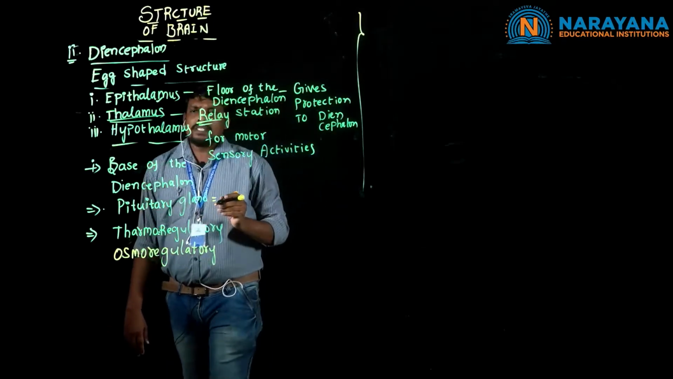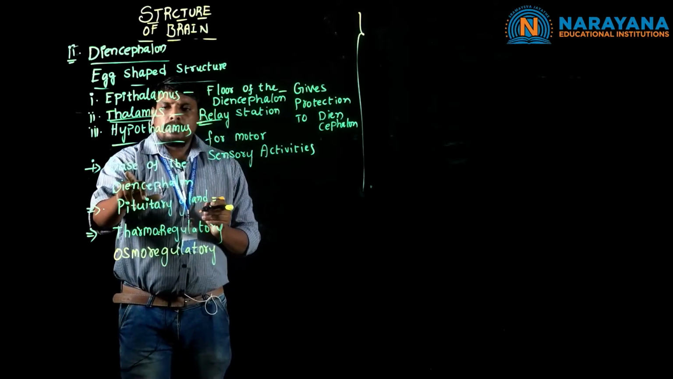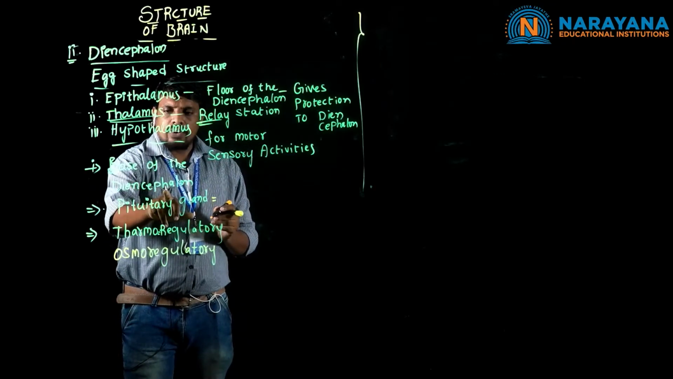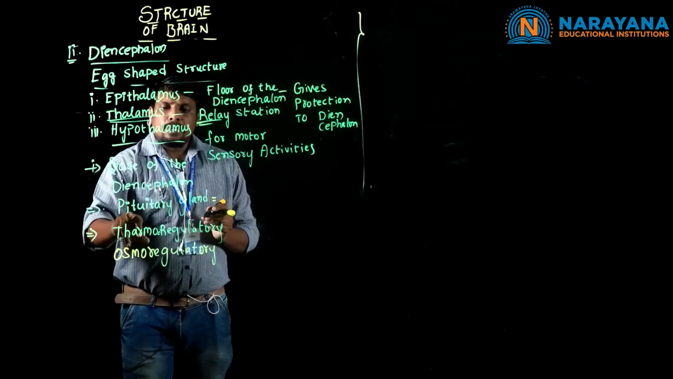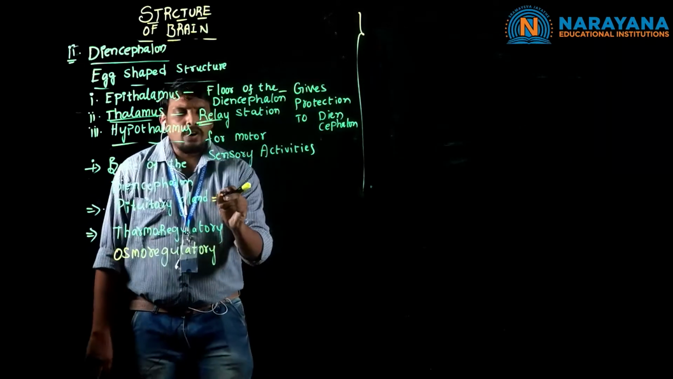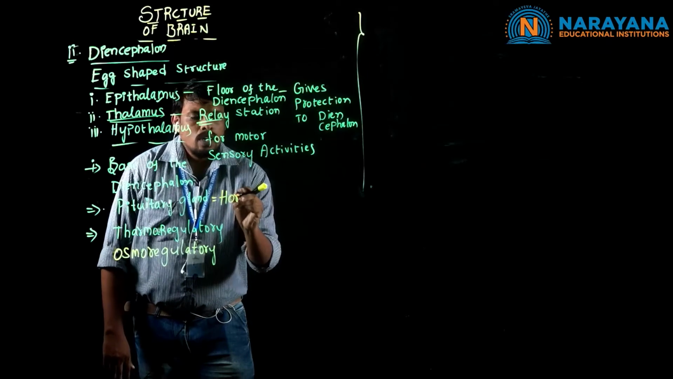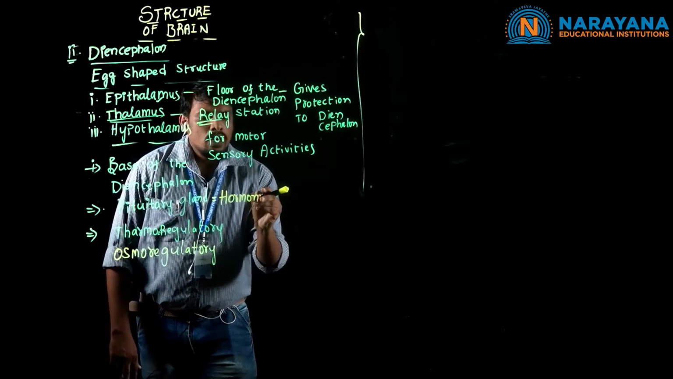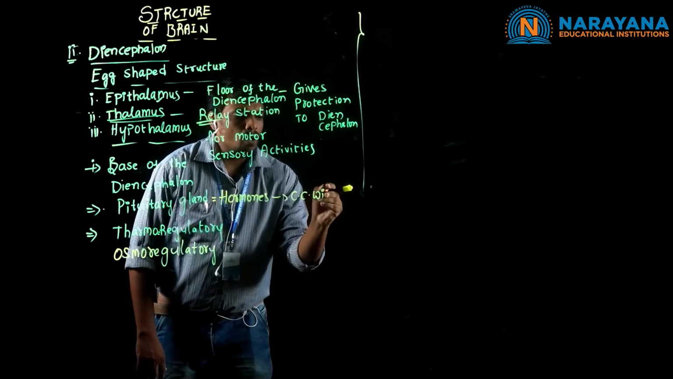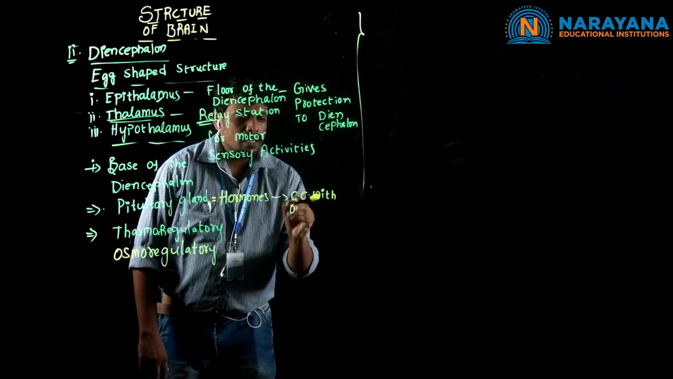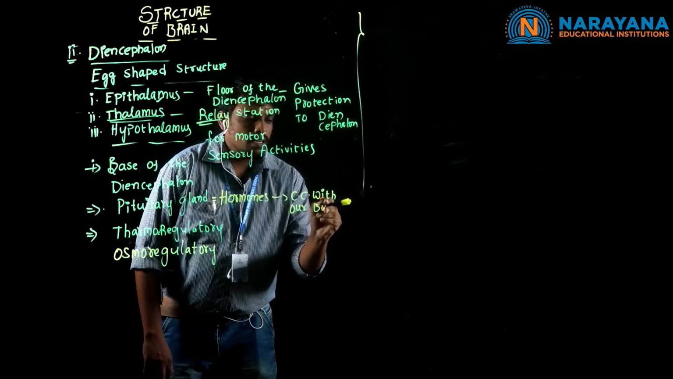Nice. Hypothalamus. The hypothalamus is the base of the diencephalon. It has the pituitary gland, which is responsible for the production of hormones. These hormones control and coordinate our body. You know this very well.